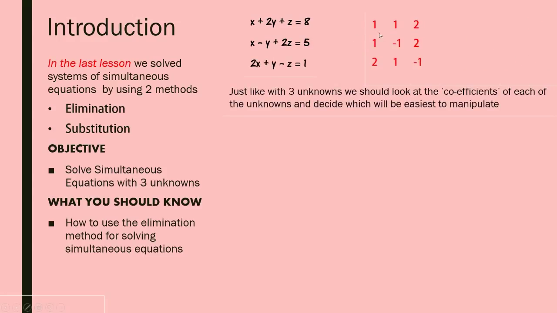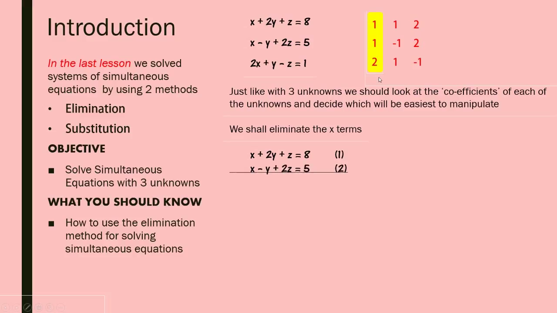Before I decide which to look at, I'm going to look at the coefficients, just like I got you to do before with the simultaneous equations. The coefficients are the numbers that go with the variables. So we've got 1x, 2y, and 1z, so 1, 2, 1; then 1, minus 1, 2; and 2, 1, minus 1. You can decide which one you want to eliminate, but for me, the easiest one to eliminate there is the x. We've got two coefficients that are the same, and one that's just double the other ones. So we're going to eliminate the x terms.